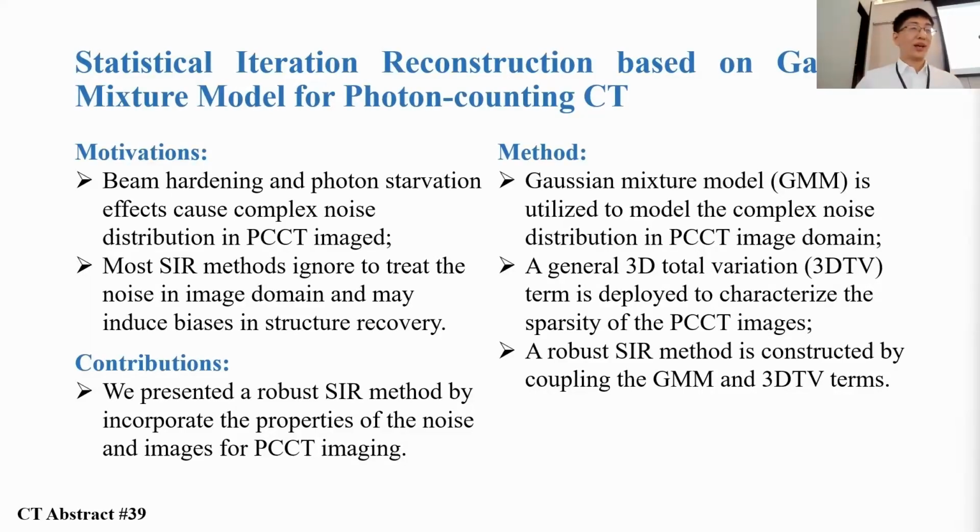Good afternoon, everyone. I'm presenting on behalf of a friend in China. Basically, we investigated a statistical iterative reconstruction method for photon counting CT. Specifically, a Gaussian mixture model is utilized to model the complex noise distribution in the photon counting CT image domain. Meanwhile, a 3D total variation regularization term is also incorporated into the objective function. If you are interested in this work, please come to our poster number 8. Thank you.